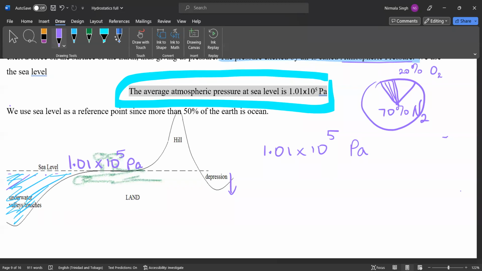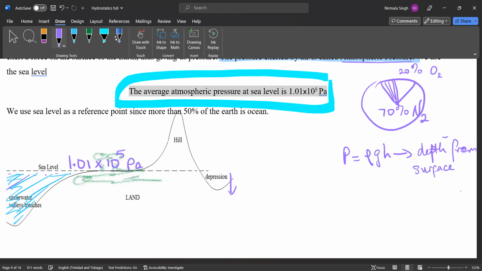Now, let me see if I can get your semi-educated guesses on how pressures are going to vary. We just said that pressure is equal to rho g h, where h is the depth from your surface, or in this case, the thickness of our atmosphere.